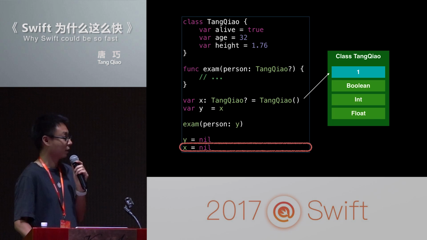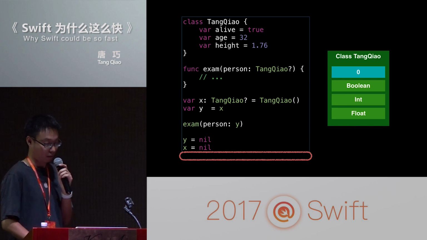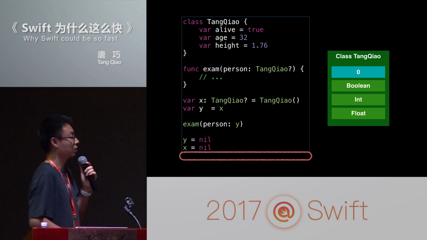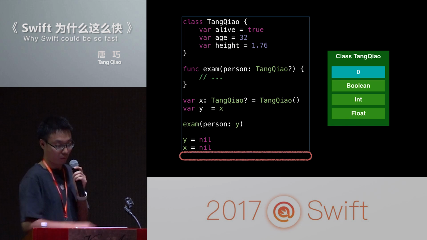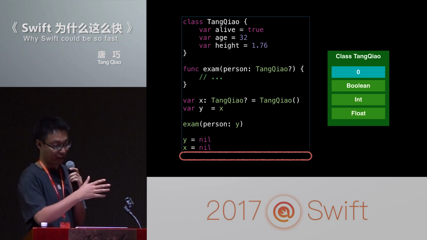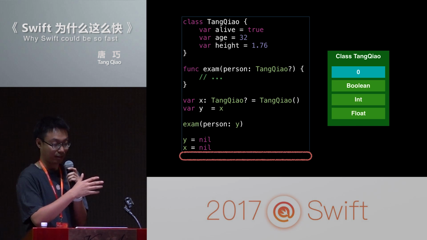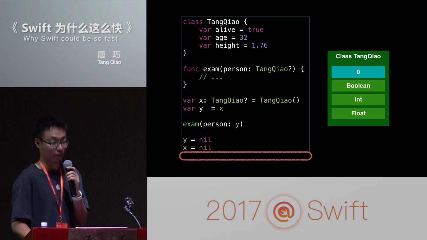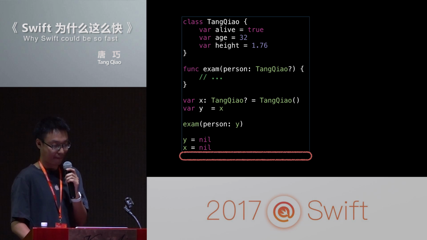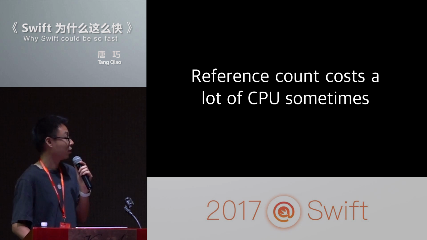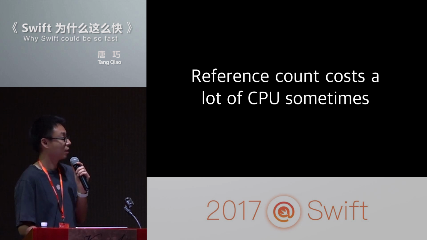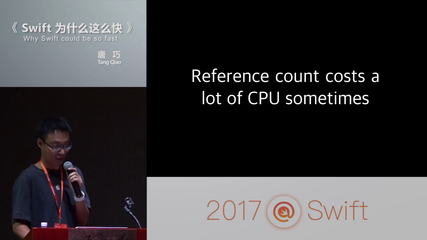nil becomes 1 and x equals nil, there is no pointer to the instance anymore. So the reference count becomes 0, and the memory will be deallocated and marked as reusable. So it's very simple code, right? However, reference count costs a lot of CPU sometimes. I will show an example for you.